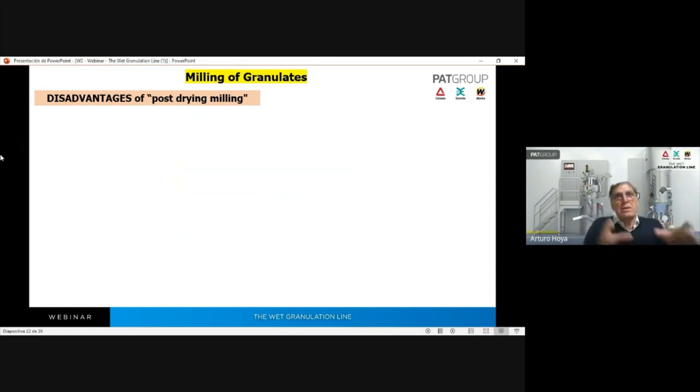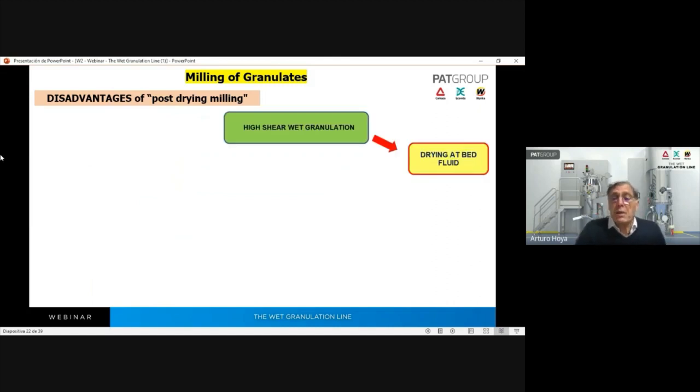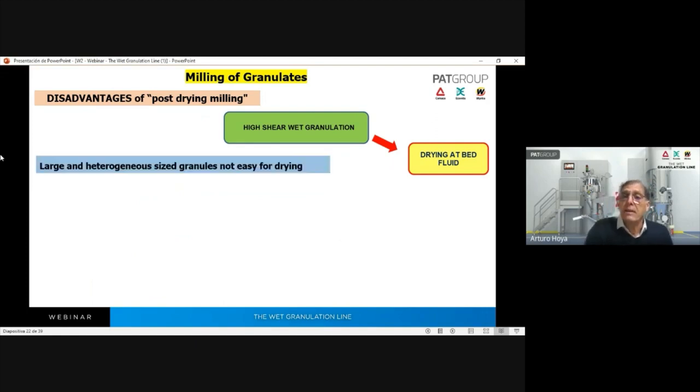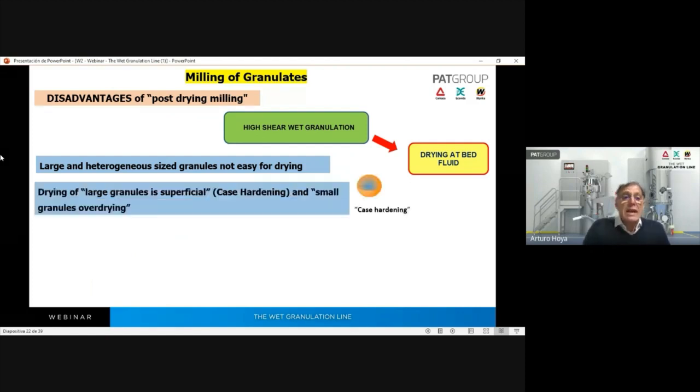Now look at the disadvantages of post-drying milling. That means wet granulation, drying in the dryer, and then the milling. With high shear wet granulation, the wet granules go to the drying at fluid bed. So we have large and heterogeneous sized granules, not easy for drying. It's a very big problem in the pharmaceutical industry, because it's very common that during drying, the large granules dry superficially, producing the phenomenon of case hardening.